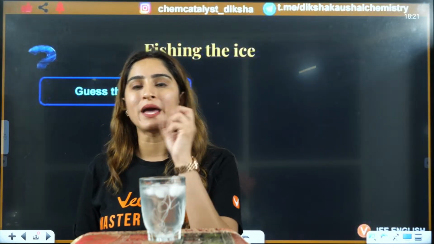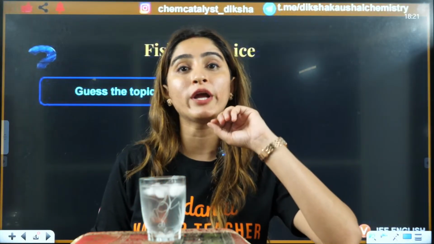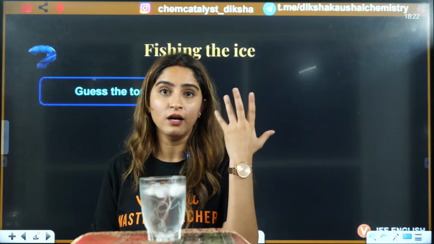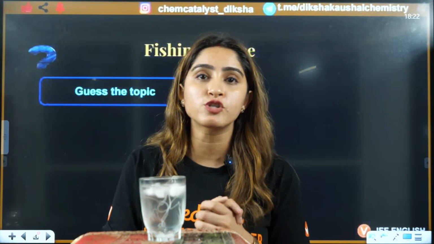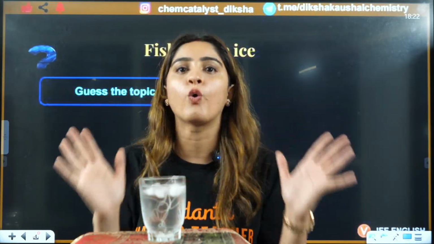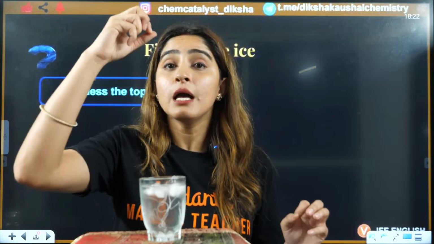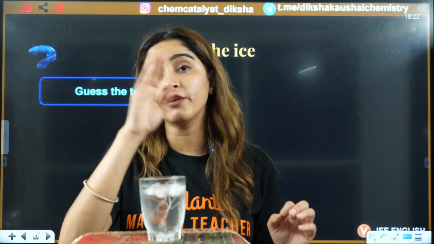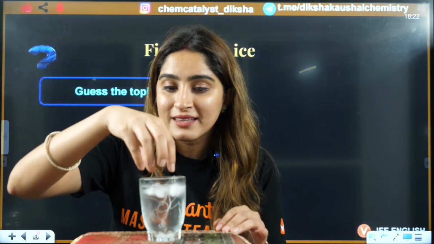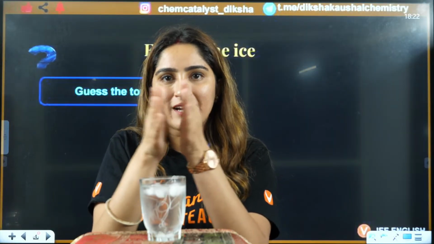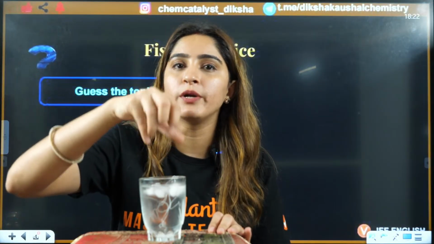So this experiment is based on depression of freezing point. Depression of freezing point you will study in solutions in your class 12th. Depression of freezing point means that when you add a non-volatile solute, so salt is non-volatile, that is the solute, I added it into the water. Now, what will happen? The freezing point will decrease here. Because the freezing point decreases, the ice is going to get attached to each other, and that is the reason this thread will get stuck in between the ice cubes.